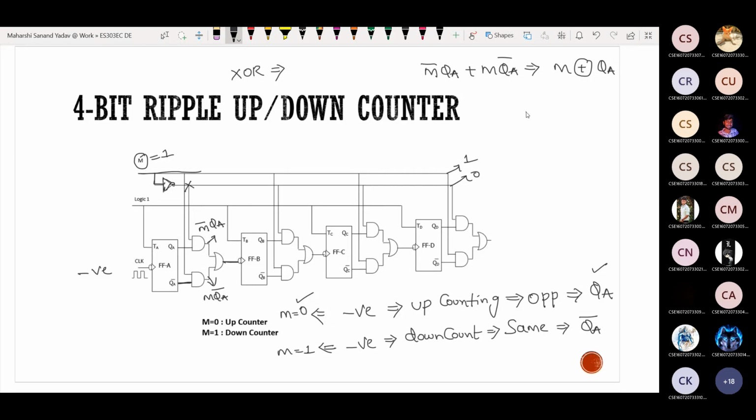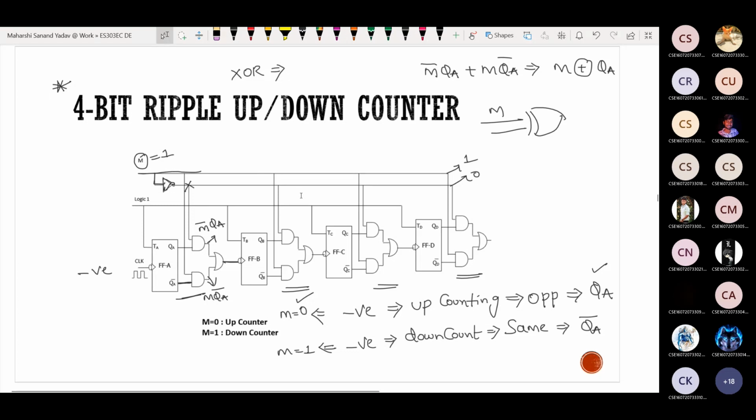Take one XOR gate like this and apply one external signal m followed by QA. For the first stage, it will be QA. For the second stage, it will be QB. For the third stage, it will be QC. For the fourth stage, it will be QD. 4 bits, so 4 outputs. So you don't need any special analysis for this. Simply make use of one XOR gate, merging the up counter as well as the down counter condition so that it will perform as an up down counter.